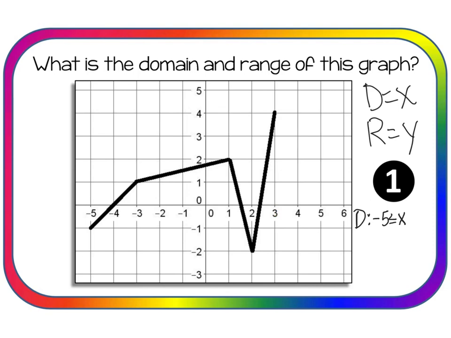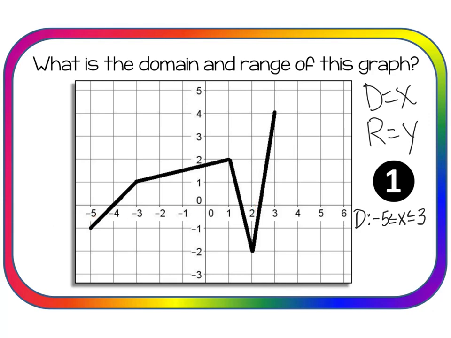Since I'm looking at the domain, I'm only going to think about the x values. Since 3 is the biggest, I'm going to add it on here. So this inequality here, -5 is less than or equal to x, which is less than or equal to 3, tells us that x can be anywhere between -5 and +3. Any of the numbers in between work for the domain.